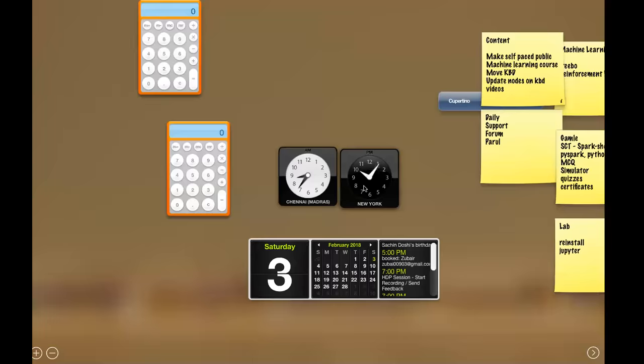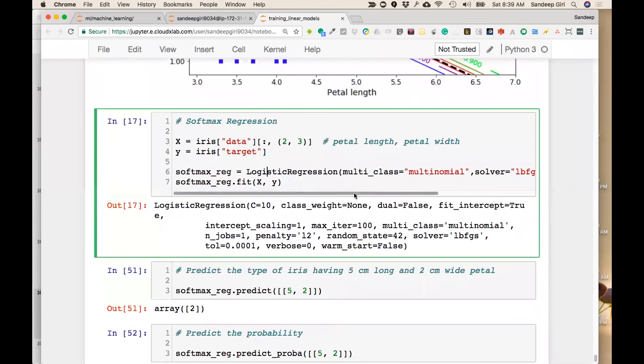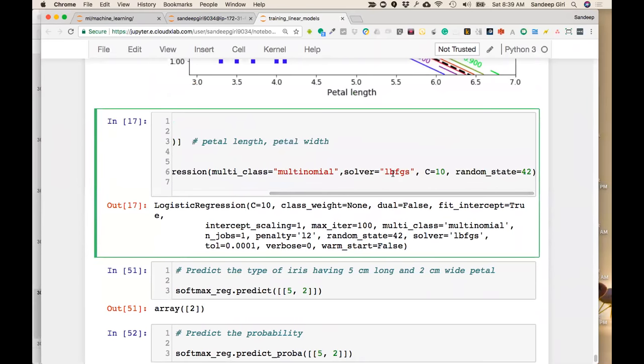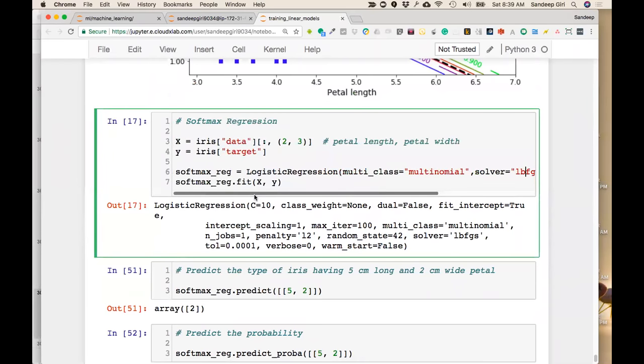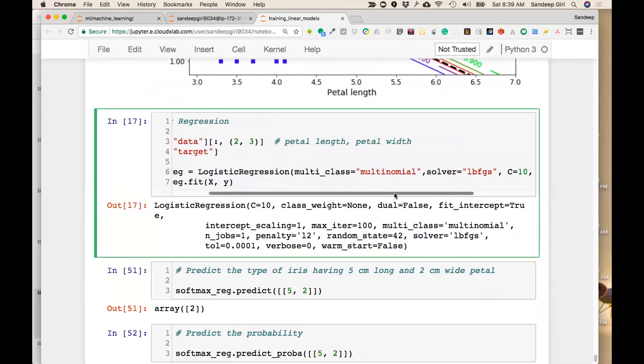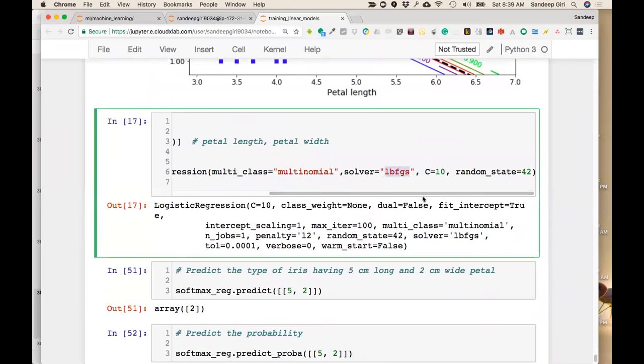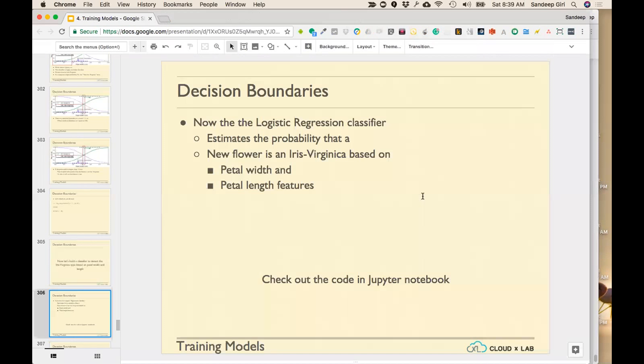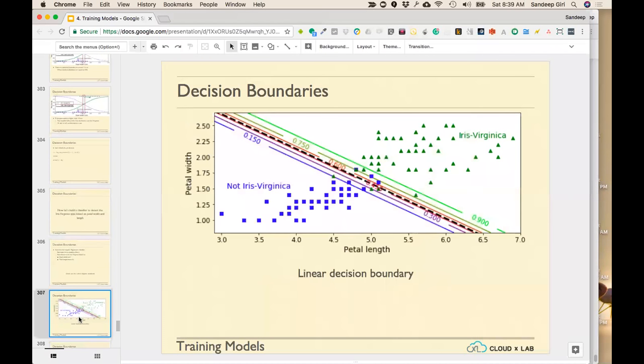Now again, if you want to use the softmax function or the logistic function that we talked about earlier, that sigmoid function, then we could use LBFGS. Let me explain what LBFGS is. That's what is coming next. After this, let me just explain that.